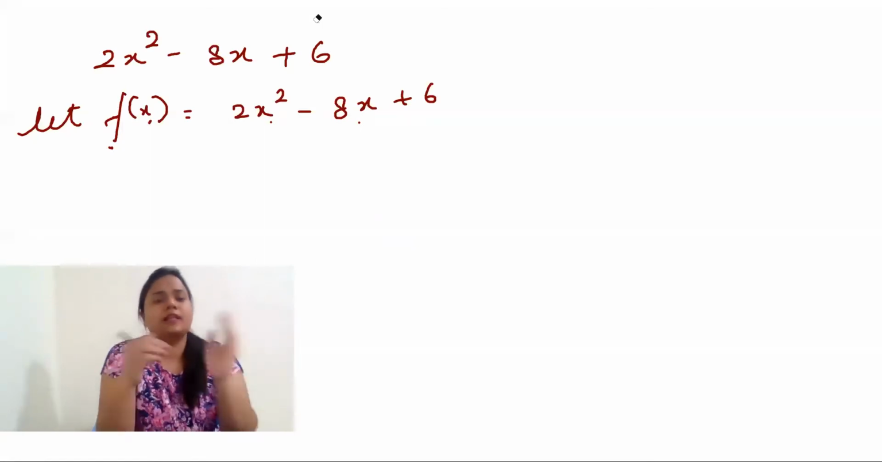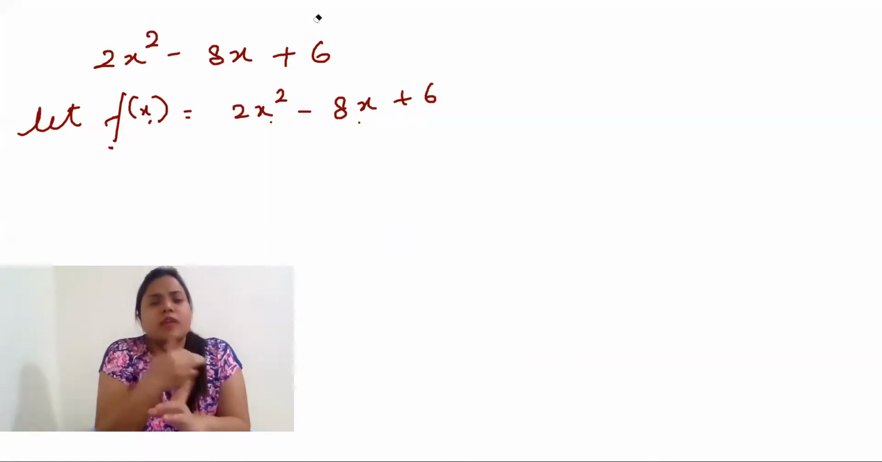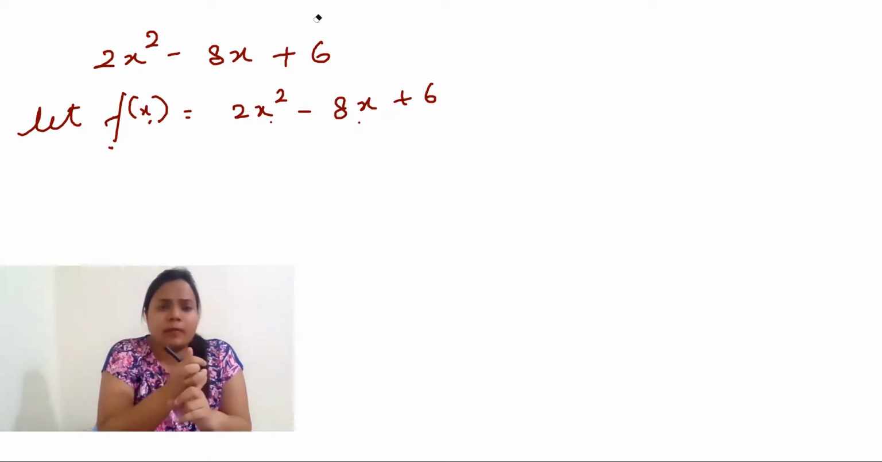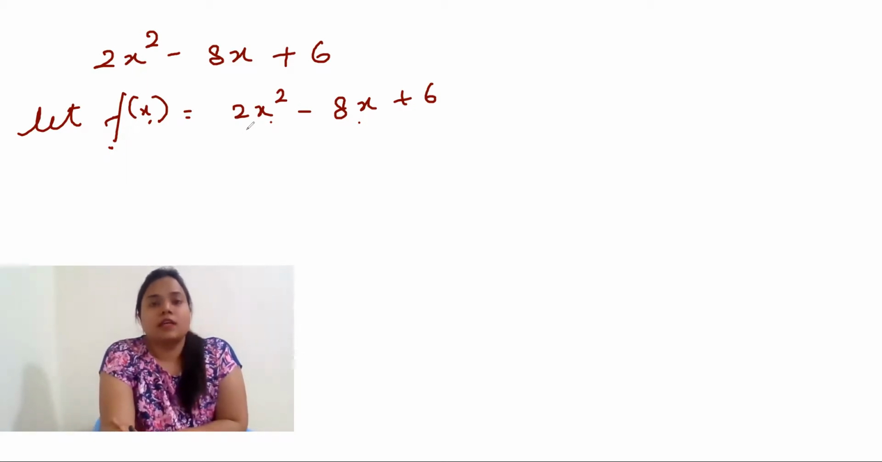There are different methods. First one is factorization. In factorization, you can use midterm splitting. You can also use any identity like a plus b whole square, a minus b whole square, or a square minus b square. In this, I think we cannot use any identity because this is not the square of any number and this is also not a square of any number. So what we will do, we will do midterm splitting. How can we do that?